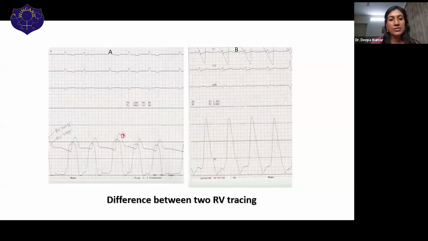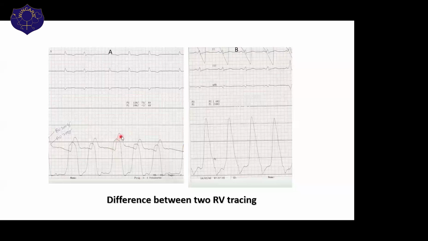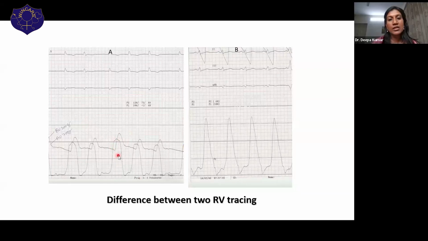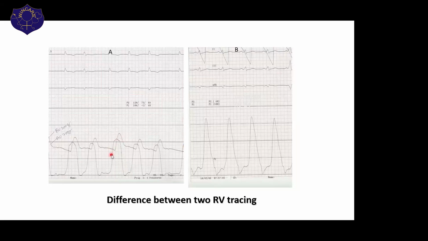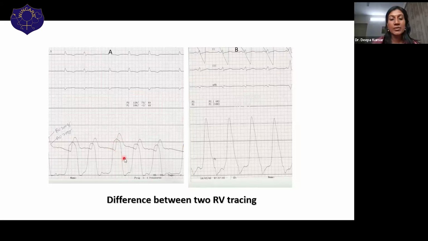If you see the first one, it has got a rounded peak which resembles very much an LV. LV is rounded and usually RV is more peaked or triangular in shape. So here the RV is probably connected to the LV by a large VSD, and so it is behaving like an LV trace, whereas here there is no VSD, but the RV is under high pressure. So likely it is a severe pulmonary stenosis with intact ventricular septum.